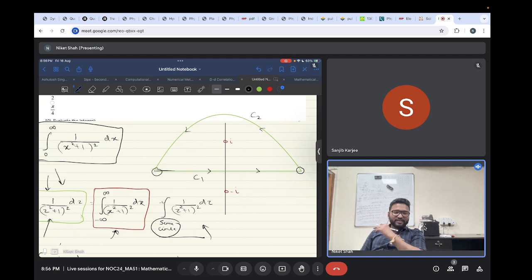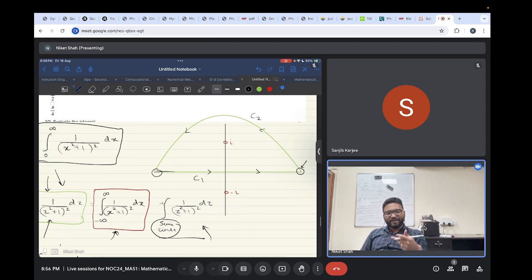So C1 goes from minus infinity to infinity. So this joining also has to happen at infinity only. That's why C2 is basically a semicircle of infinite radius only. It has to be. There is no other choice. C2 is a semicircle of infinite radius only. Only then can C1 be an integral from minus infinity to infinity. Does that make sense? Absolutely clear. No doubts here.